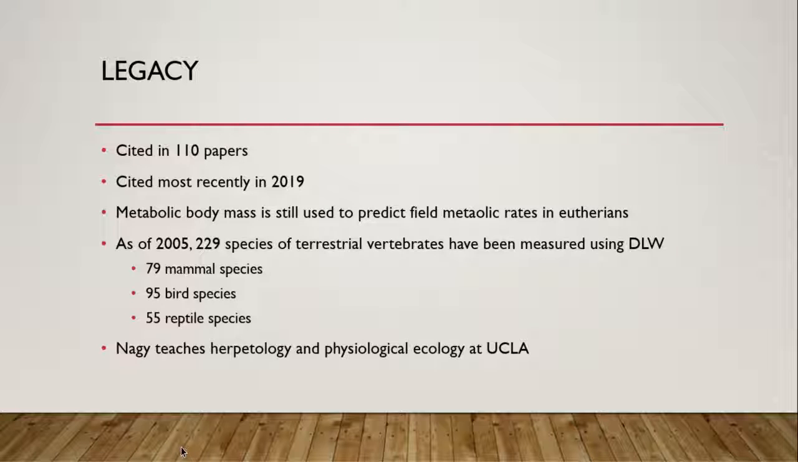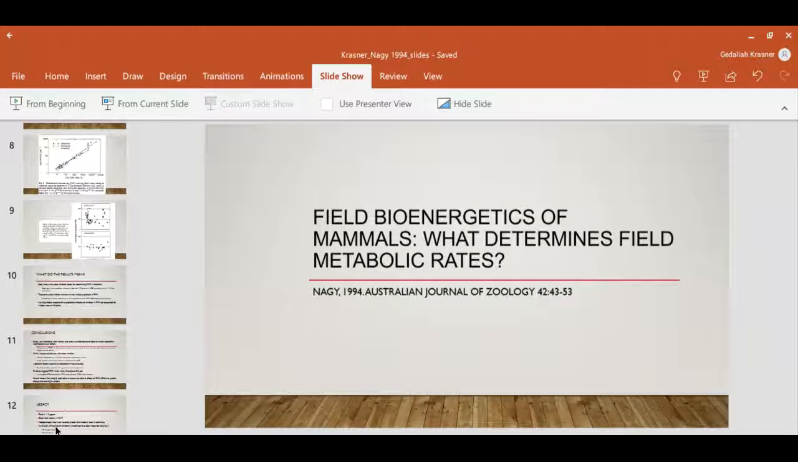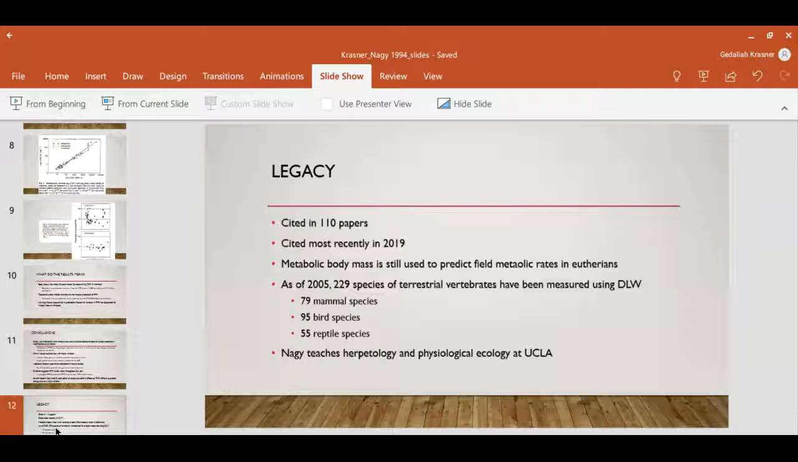So what's the legacy of this paper? According to Google Scholar, Nagy 1994 has been cited in 110 papers since its publication, including one paper published in 2019. Body mass is still used as an indicator of field metabolic rates in eutherian mammals, most notably in canids and other members of order Carnivora.